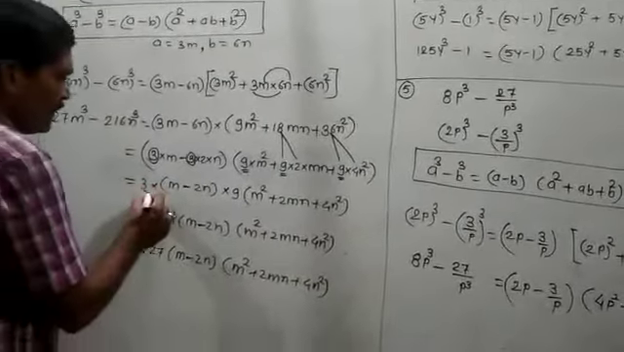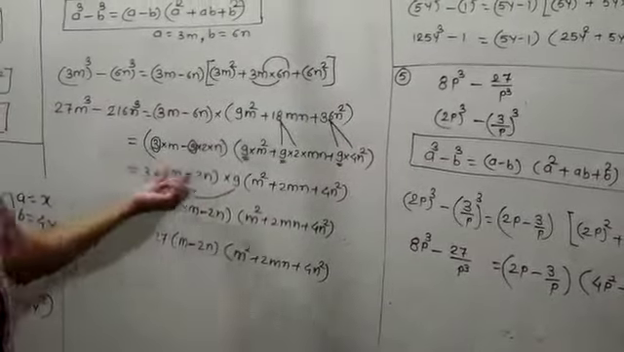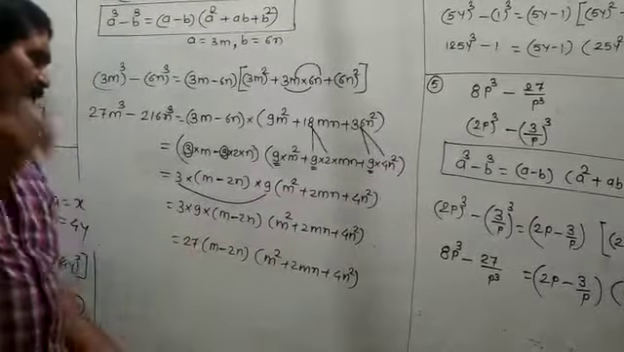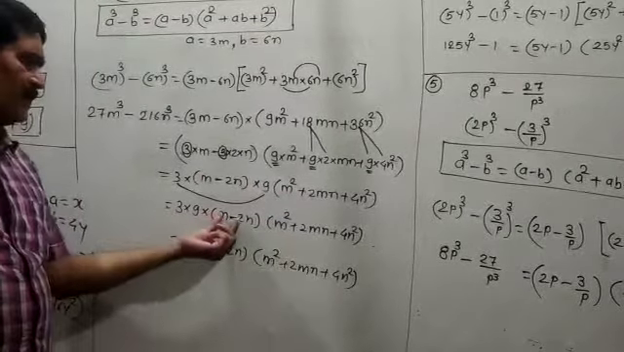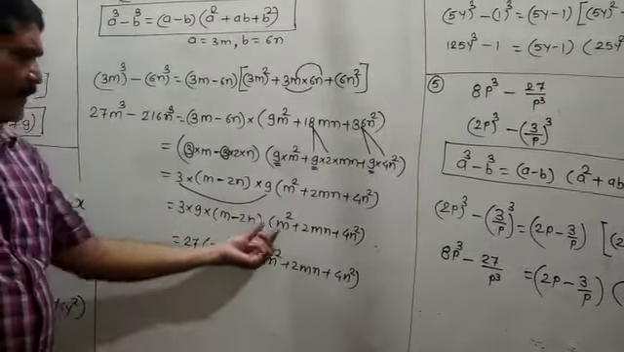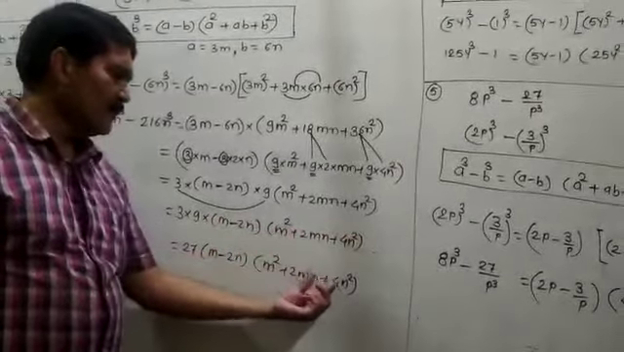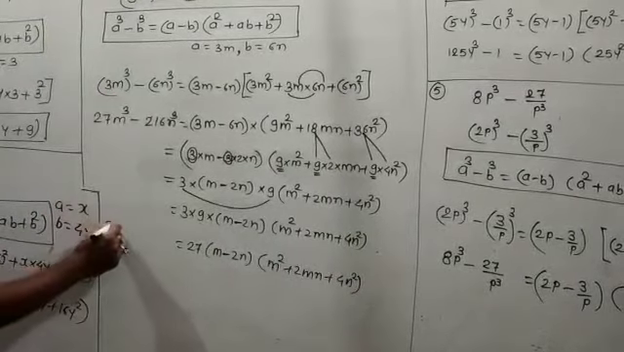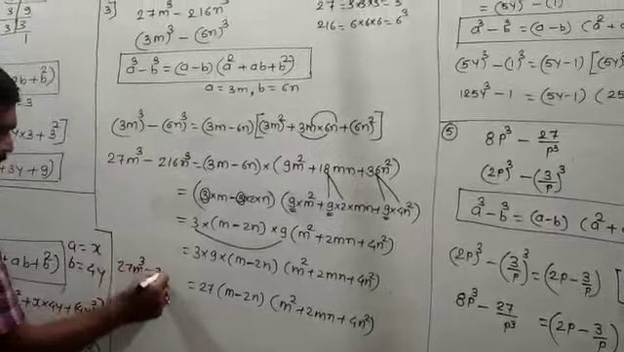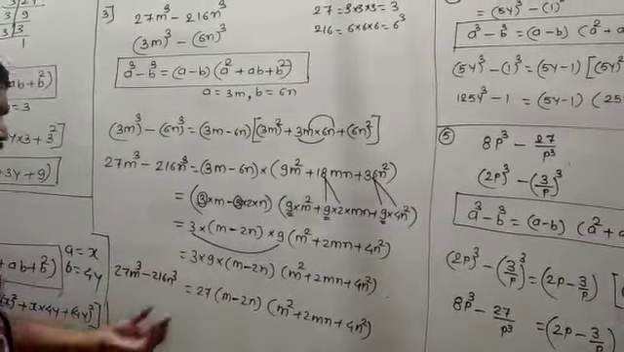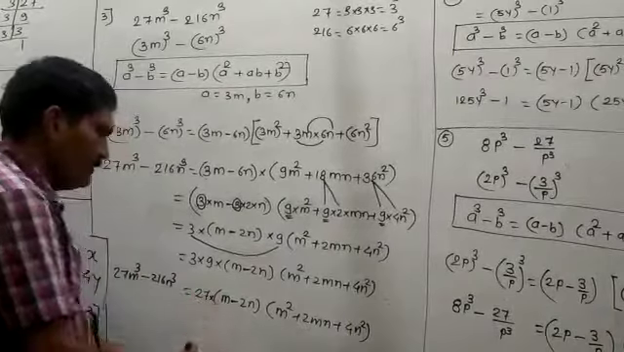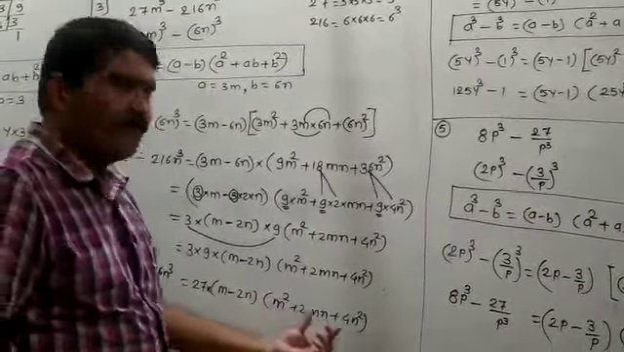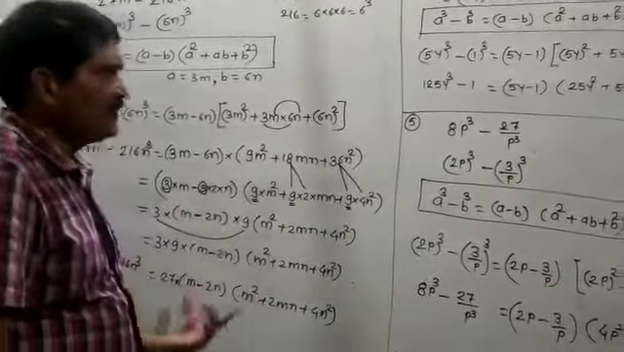Then you have to write this 3 and 9 together. 3 multiplied by 9, 9 3s are 27. The bracket m minus 2n as it is, and m square minus 2mn plus 4n square as it is. And from that you will say that the factors of 27m cube minus 216n cube is equal to 27 multiplied by m minus 2n in one bracket, and in another bracket m square plus 2mn plus 4n square. I think you understand these things.